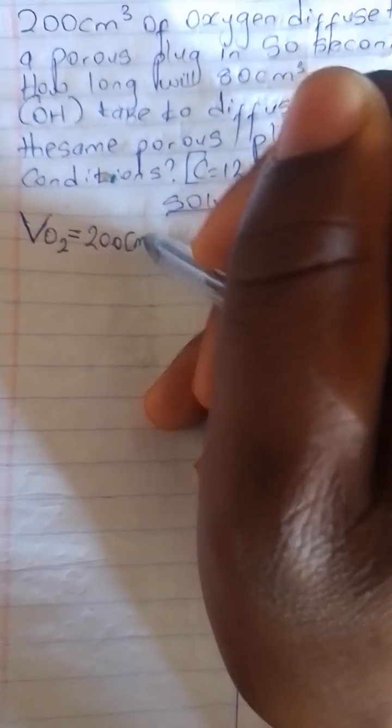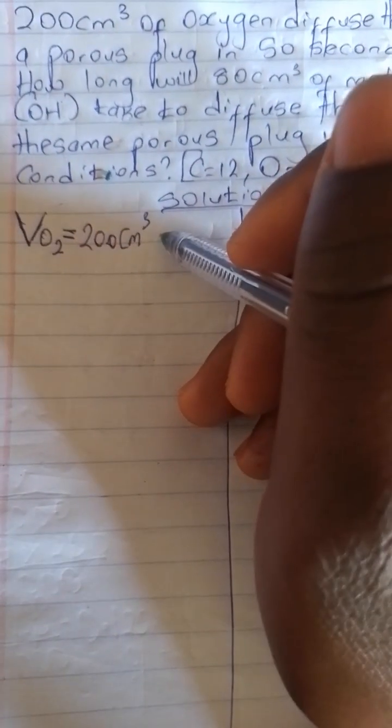Volume of oxygen. You know oxygen is O2 in its free state. So volume of oxygen is what? 200 cm³. Okay, we've written that. The volume of oxygen diffused through a porous plug in 50 seconds. Time. The time is what? 50 seconds.